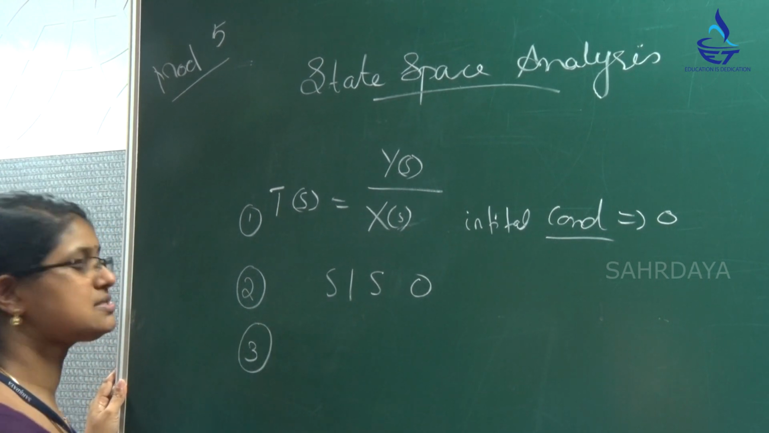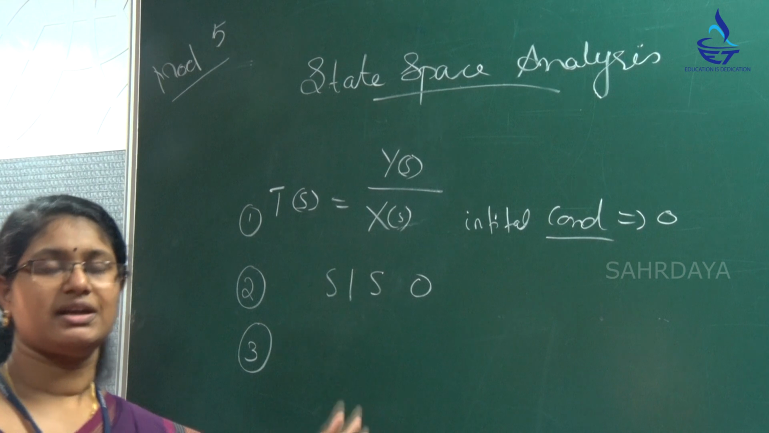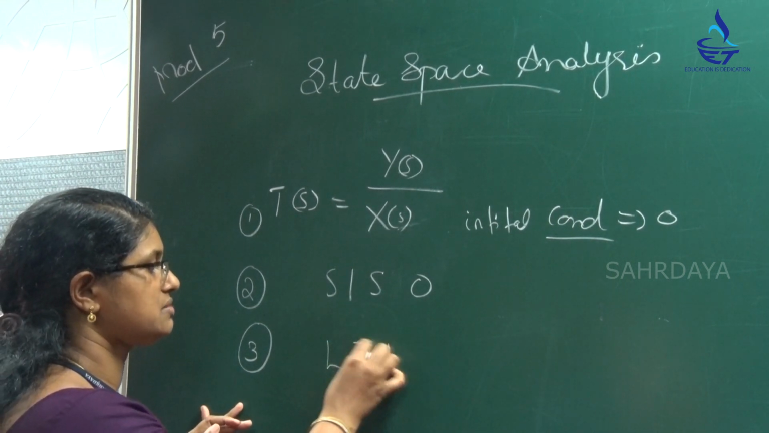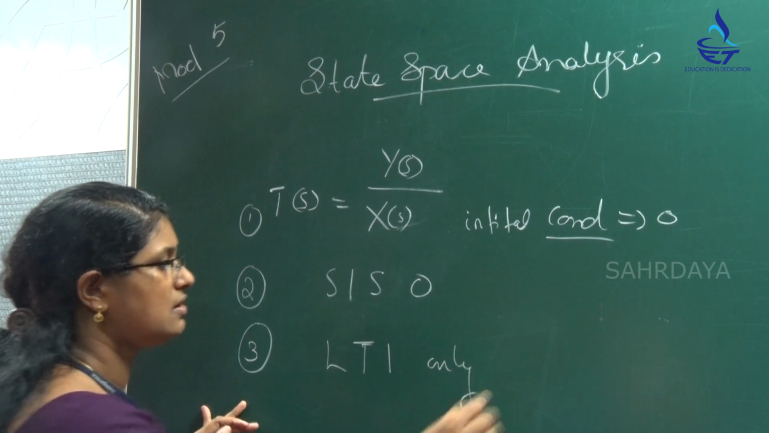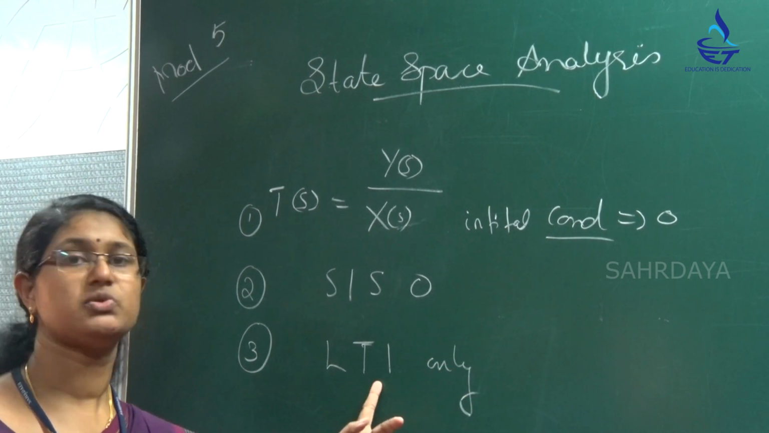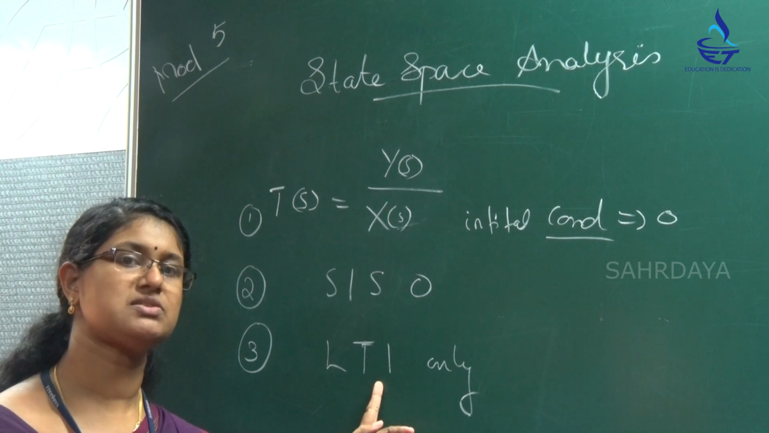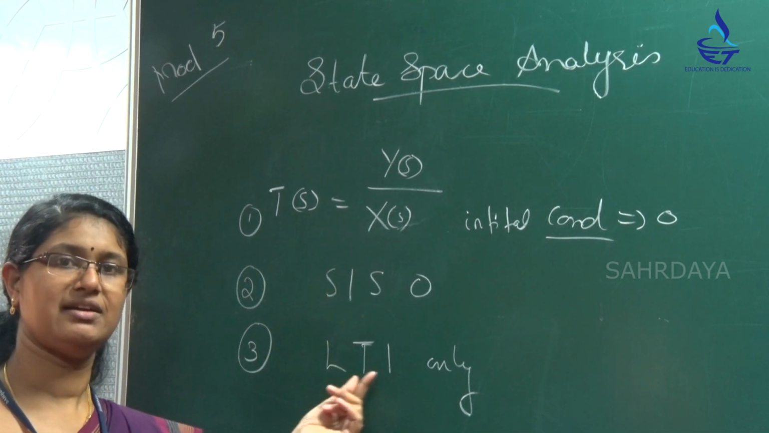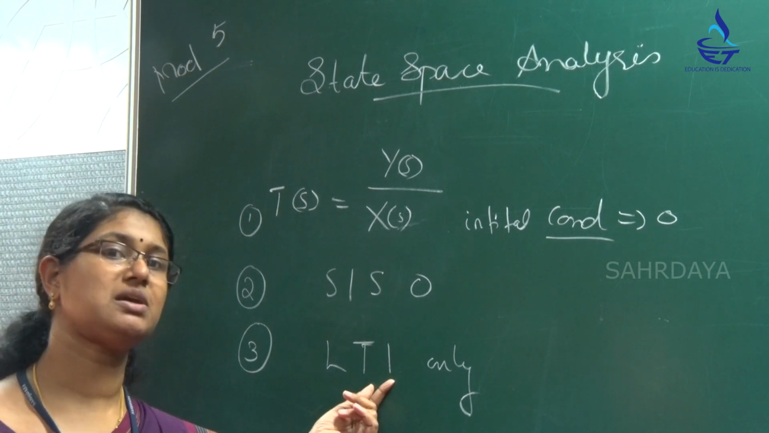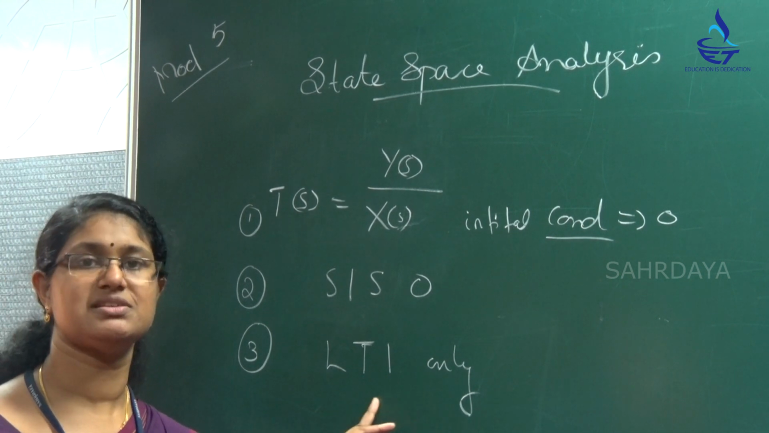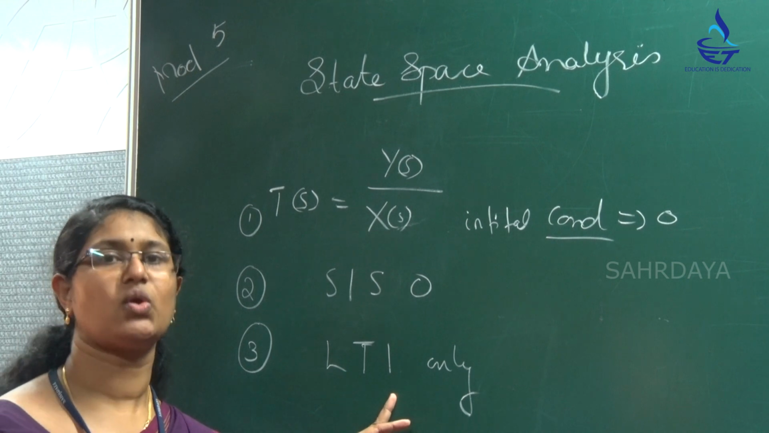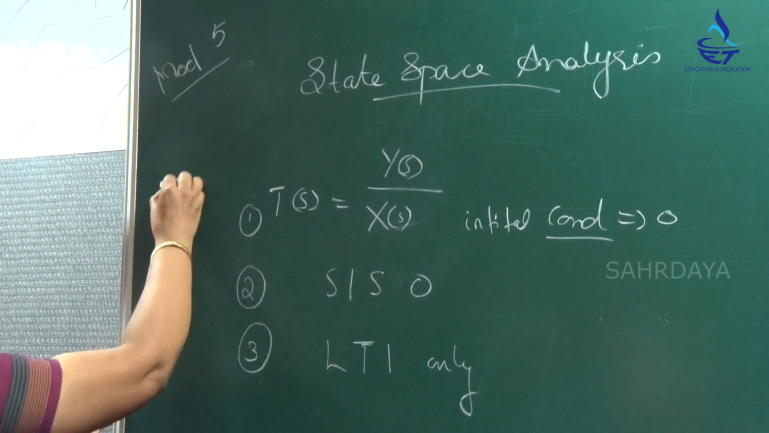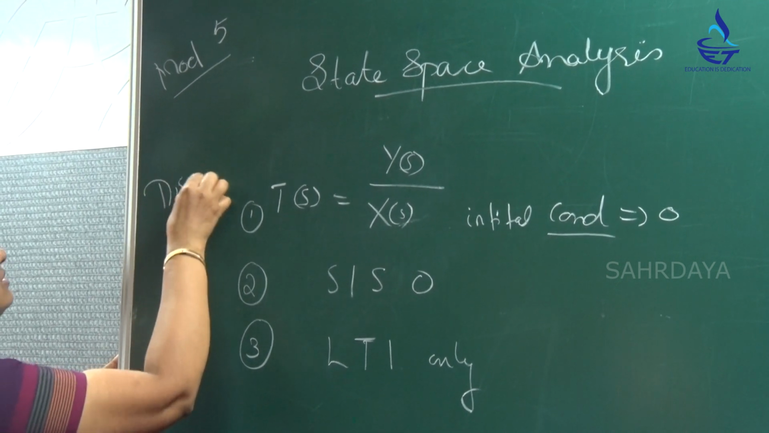The third disadvantage is that when we talk about classical system analysis, we are only dealing with linear time invariant systems. The system should be linear and should not vary in time. The system parameters should not vary in time. So the transfer function approach deals with linear and time invariant systems. If the system becomes non-linear or if the system parameters change with respect to time, we don't know what to do. So these are the major disadvantages of the classical system analysis. The disadvantages are listed here.